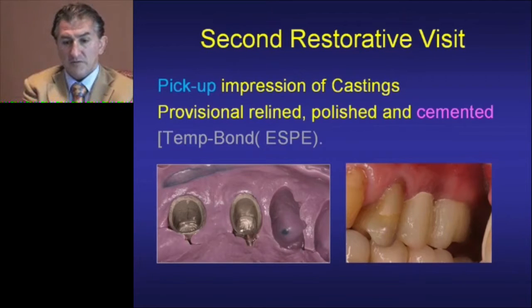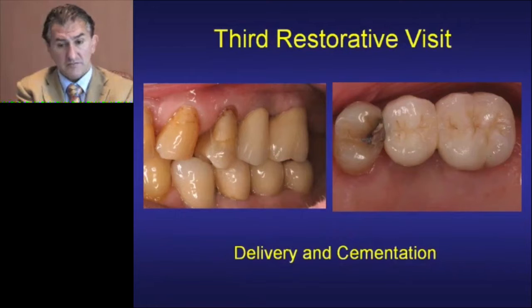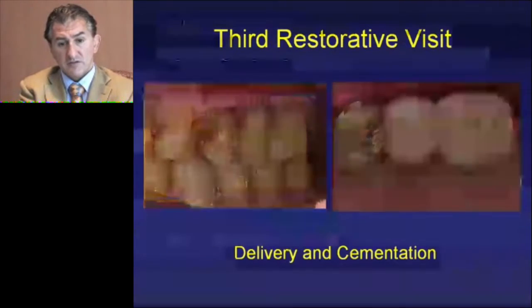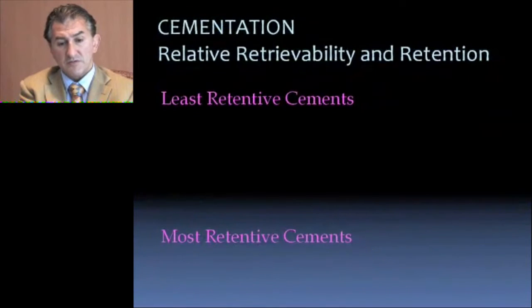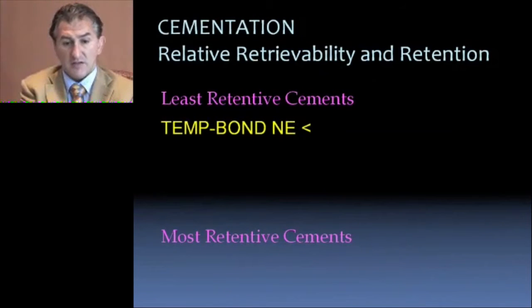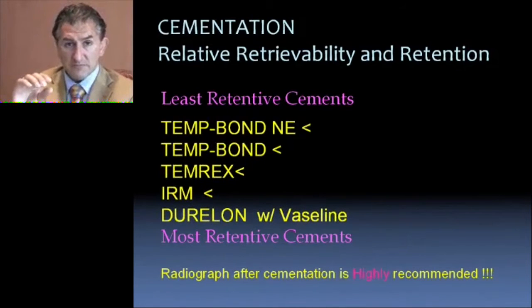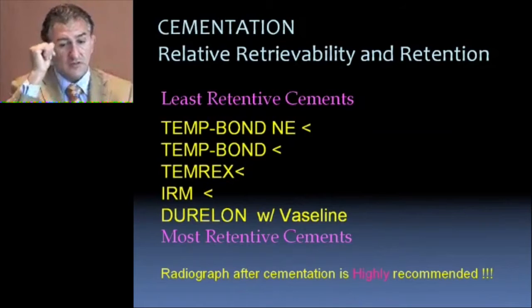Then we will put the provisional in position, cement it in position, and on the third restorative visit, we'll go ahead and cement that delivery. Now, when we talk about cements, the least retrievable cements that we use for long abutments greater than 7 or 8 millimeters is the Tempon NE, the Tempon cement, or the Temrex cement.